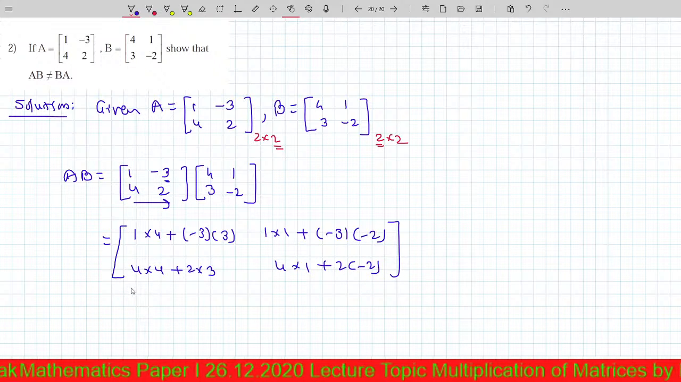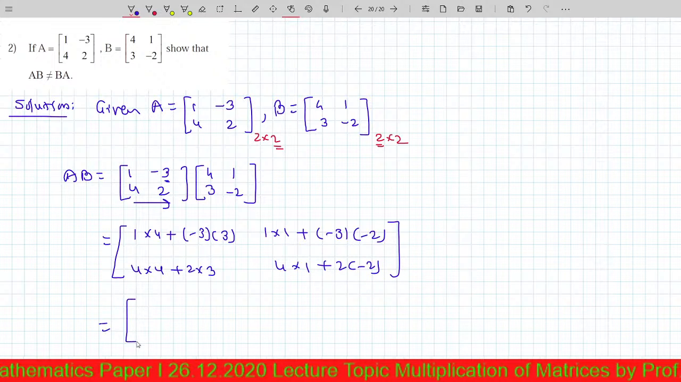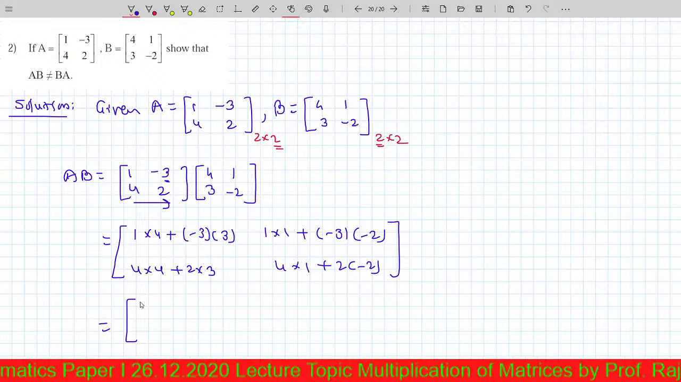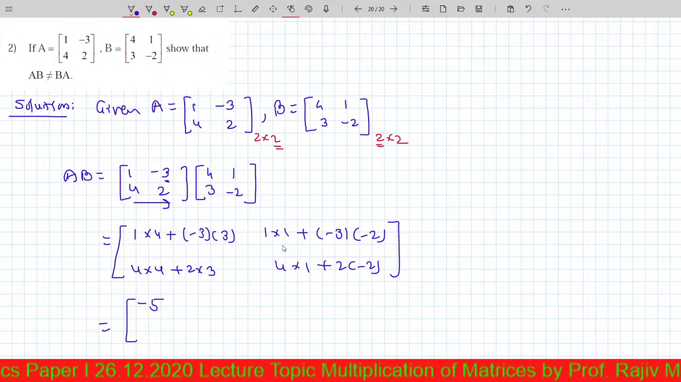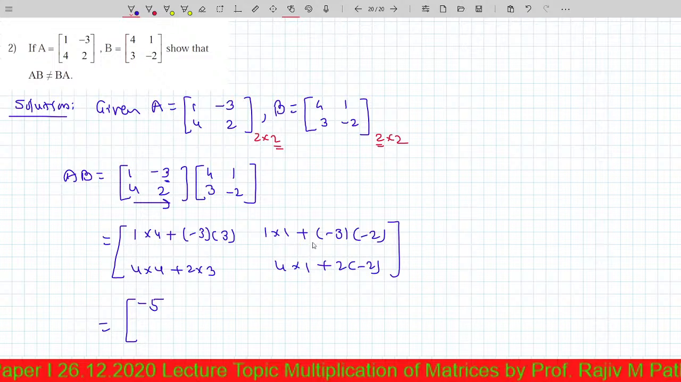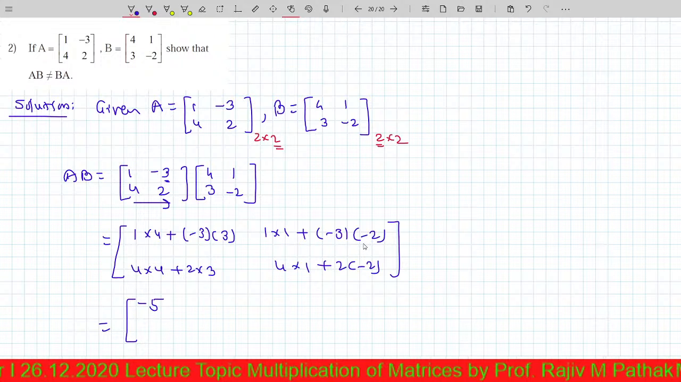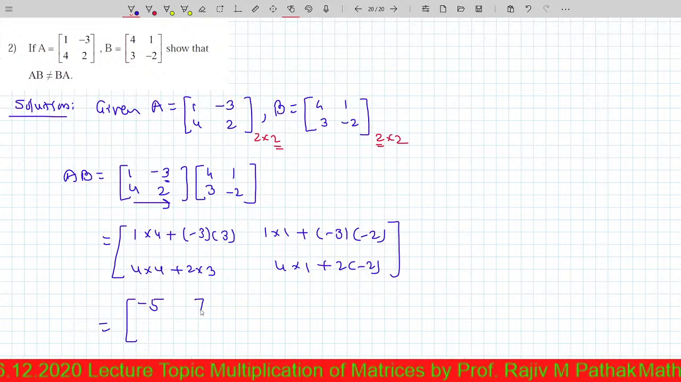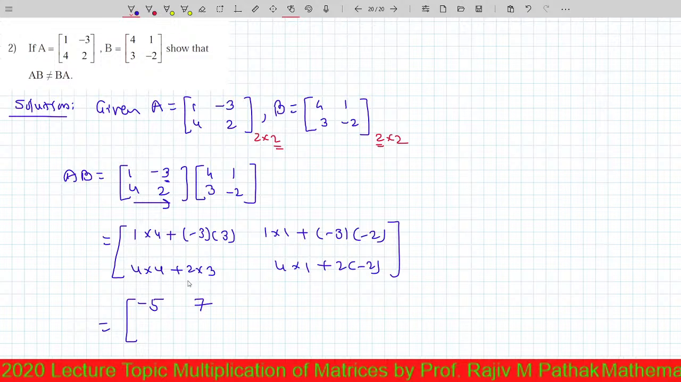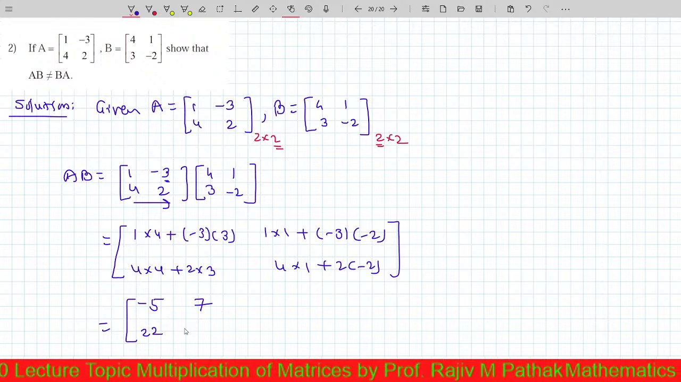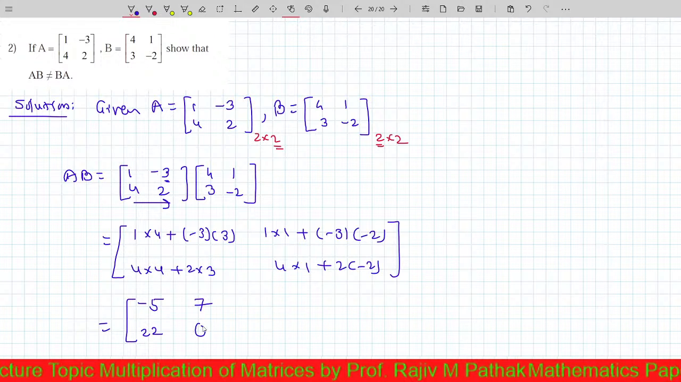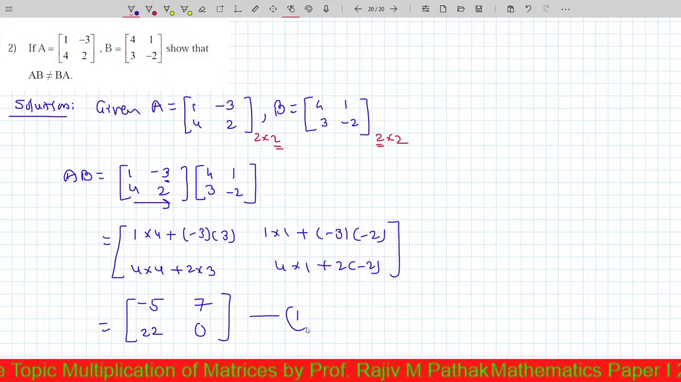So just close this. We get a 2 by 2 matrix here. 4 minus 9 is minus 5. Then 1 plus 6, since minus 3 into minus 2 is 6, so 1 plus 6 is 7. Then 16 plus 6 is 22. 4 minus 4 is 0. So this is what AB is.